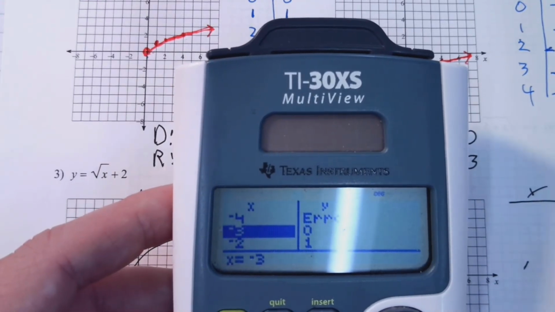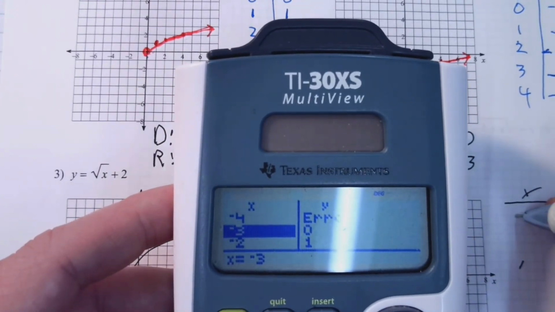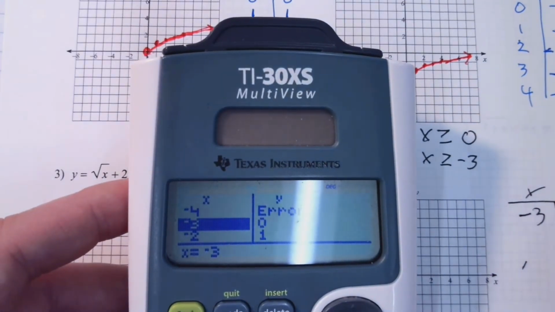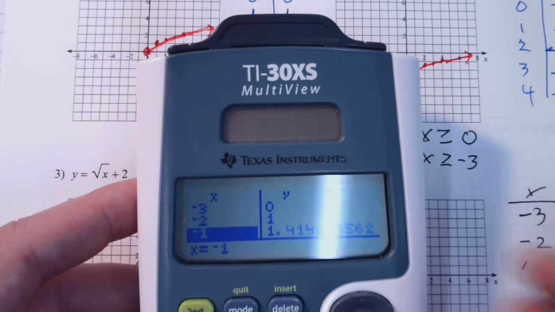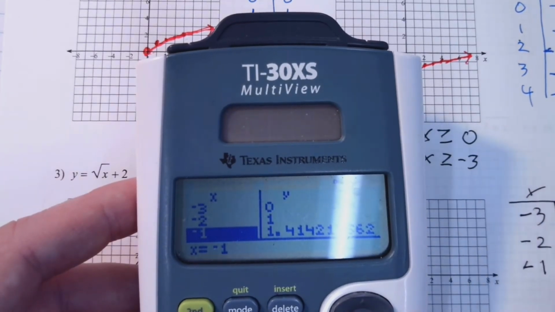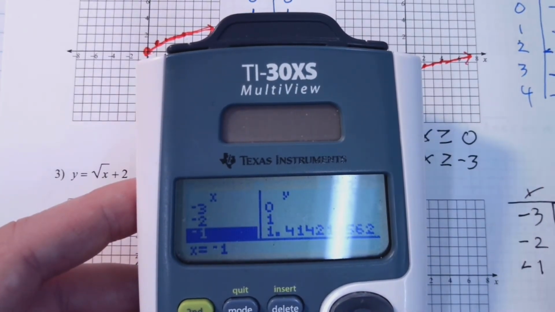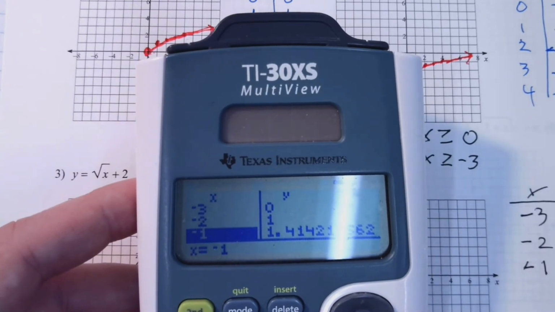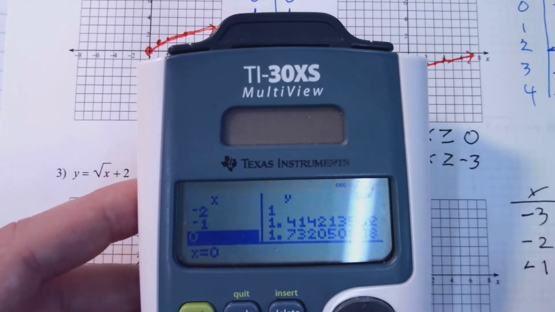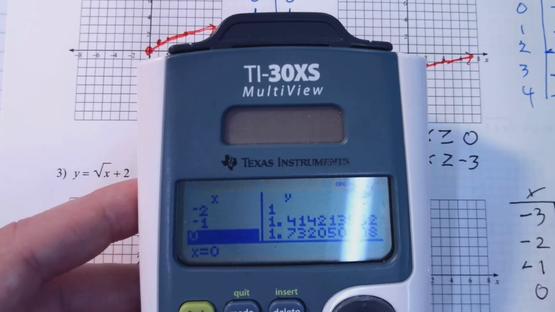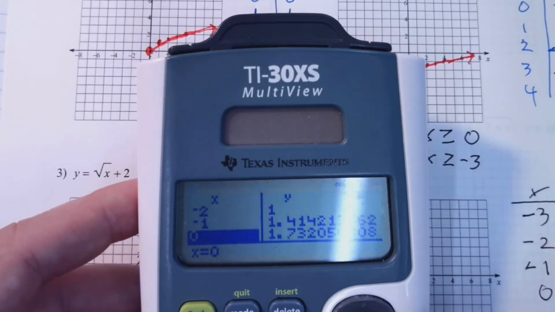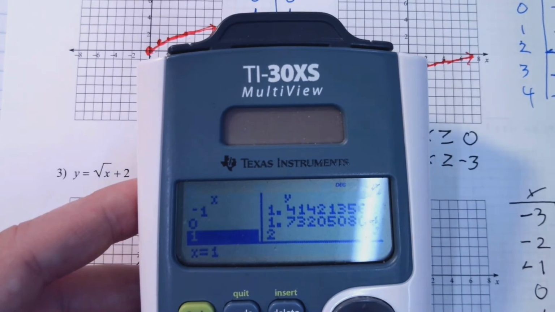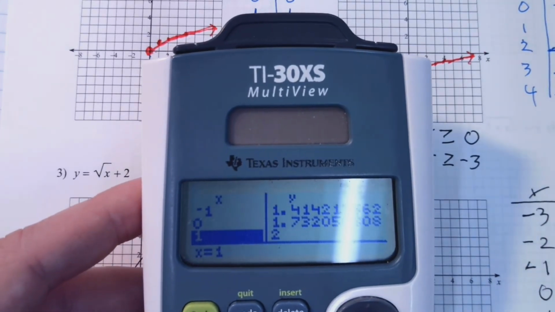So negative 3, 0. Okay, negative 3, 0. Negative 2, 1. Negative 1, 1.4, 1. 0, 1.73, and 1 is 2. That's probably enough to get the general idea of what we're doing.